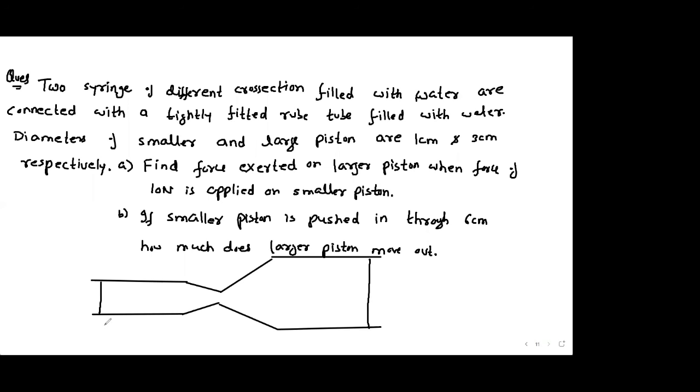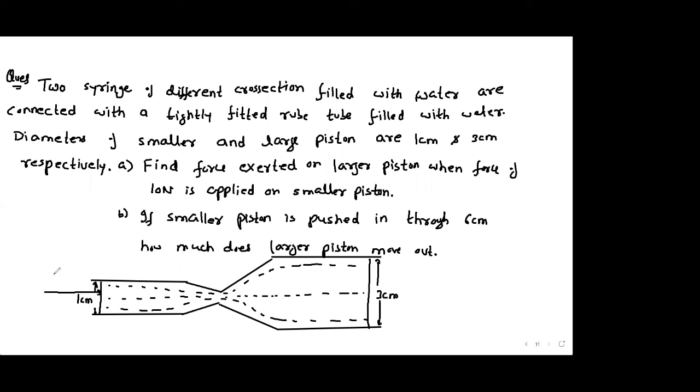So you can take that the diameter here is 1 centimeter. The diameter here is 3 centimeter. Find the force exerted on the larger piston when 10 Newton is applied on the smaller piston. So this complete thing is filled with water. Everywhere you have water. If you look at this diagram carefully, then you will realize this is nothing but a force multiplier.